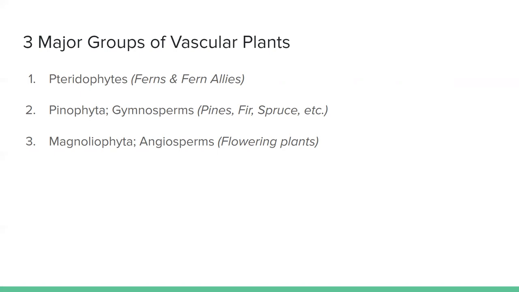We are going to have three major groups within vascular plants. They're divided based on their reproductive strategies, so how we make more of that plant. As we'll see, there are basically three types of reproductive strategies. The main group are the pteridophytes, which are going to be ferns and things like ferns. The second group is going to be gymnosperms, the pinophyta, so that's really the conifers we were talking about on Thursday, as well as a couple of other groups.